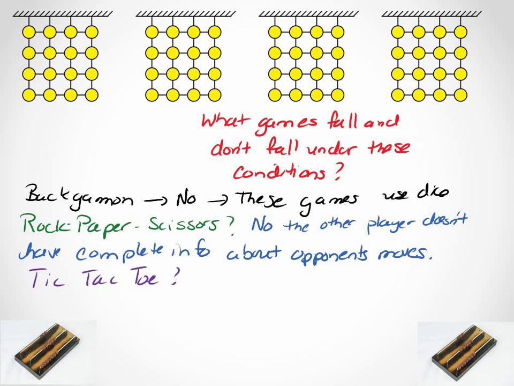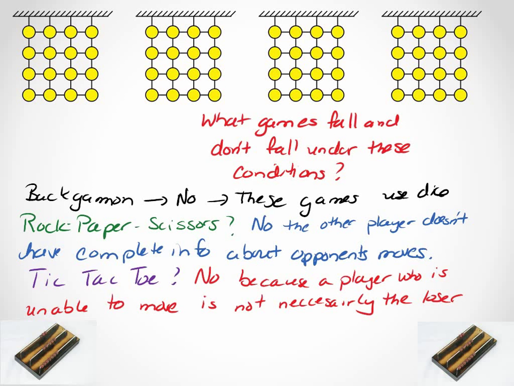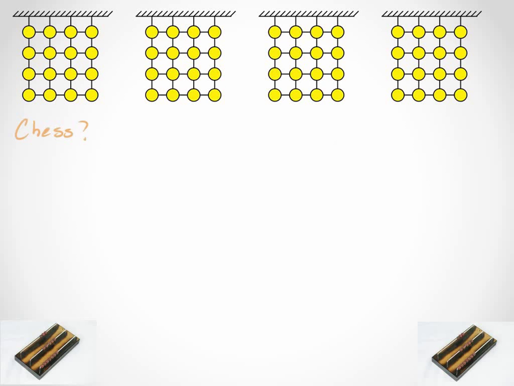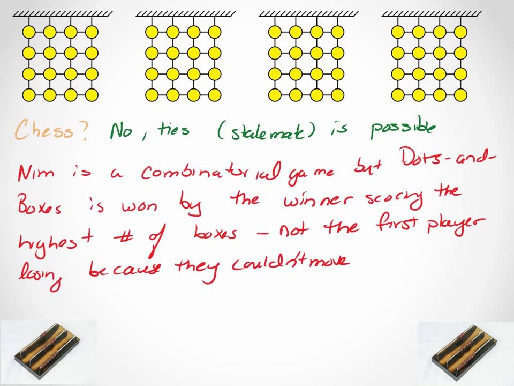What about tic-tac-toe? Yes. Satisfied? Ever had a tie in tic-tac-toe? A draw? Yeah, it can happen. No, because a player who's unable to move is not necessarily the loser, right? You can actually have a draw. So that's not a combinatorial game. What about chess? Can have a tie. That's a problem. No, there's ties. Stalemates are possible. So that's not a combinatorial game.